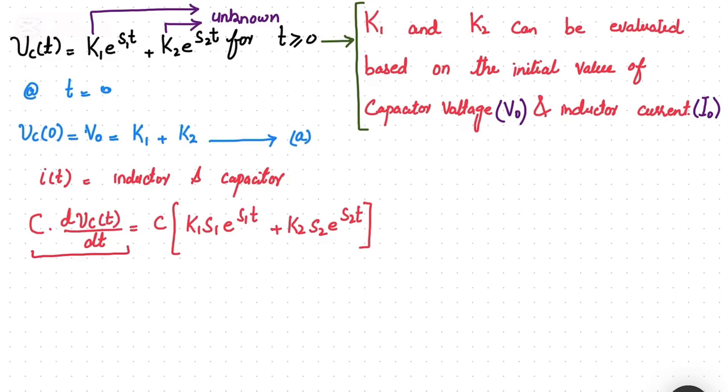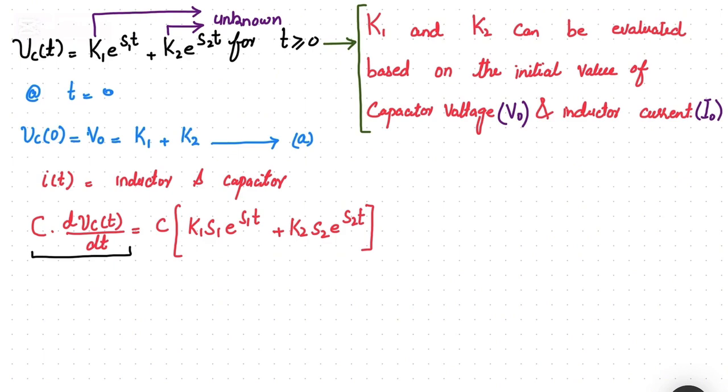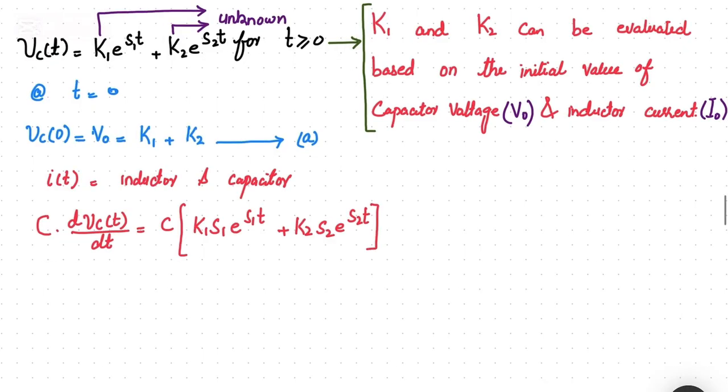So this factor on the left hand side is C dVc by dt, and according to the element constraint equation of a capacitor, this is equal to the capacitor current. For a series RLC circuit the capacitor current is also the inductor current, so I can write I of t equal to C times k1 s1 e raised to power s1t plus k2 s2 e raised to power s2t.